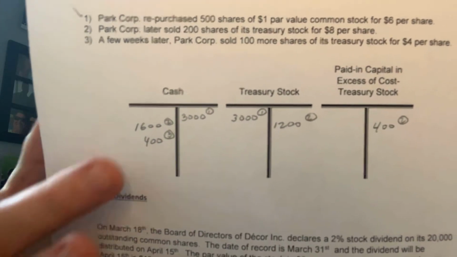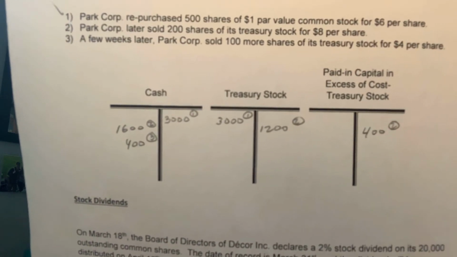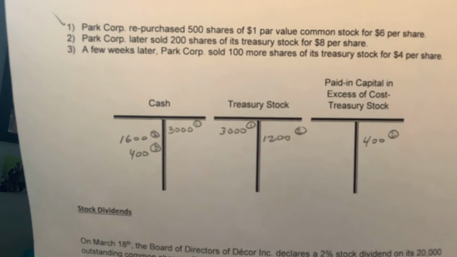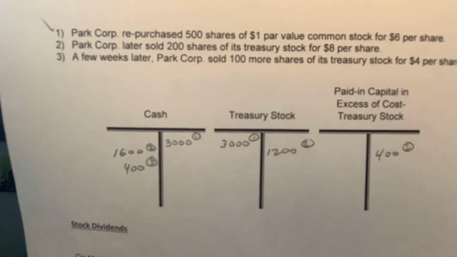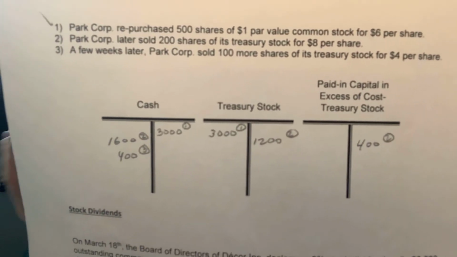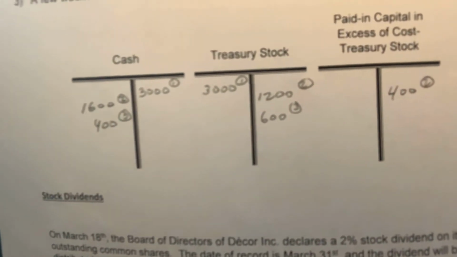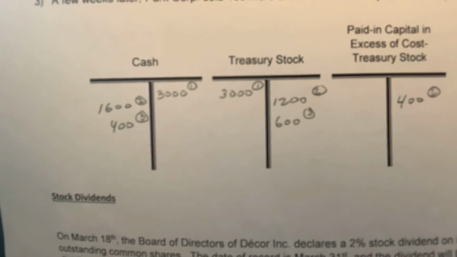Now, remember, in Treasury stock, we're going to take it out at the same rate we put it in at, right? So we put those shares in originally at 6. So we're going to take it out at $6 per share. So 100 shares, $6 per share. We're going to credit the Treasury stock account for $600. So now look at my entry number 3. I've got a debit to cash of $400. I've got a credit to Treasury stock of $600.